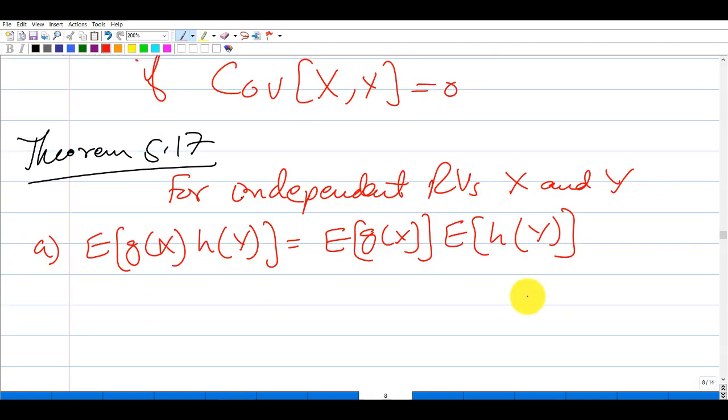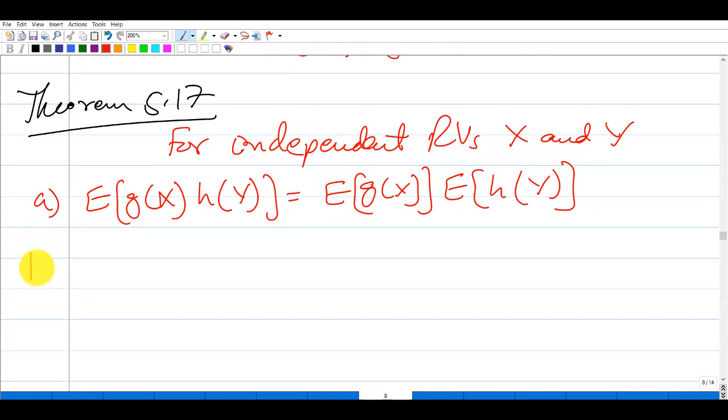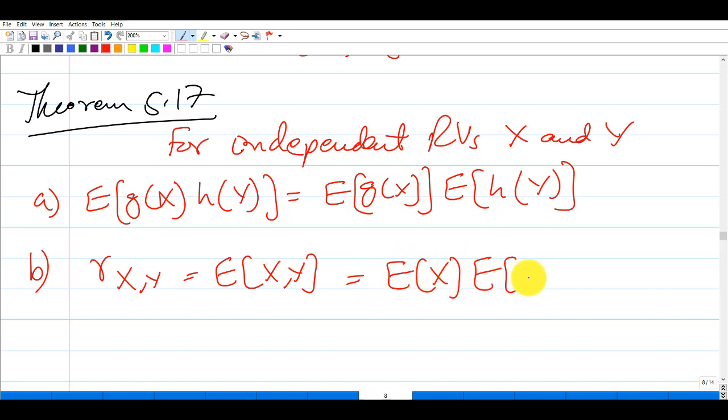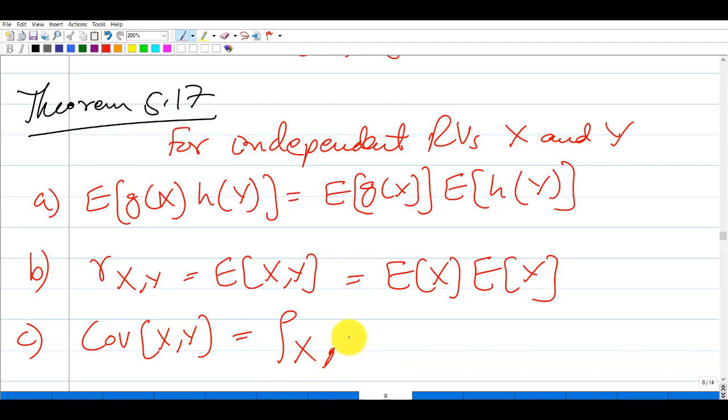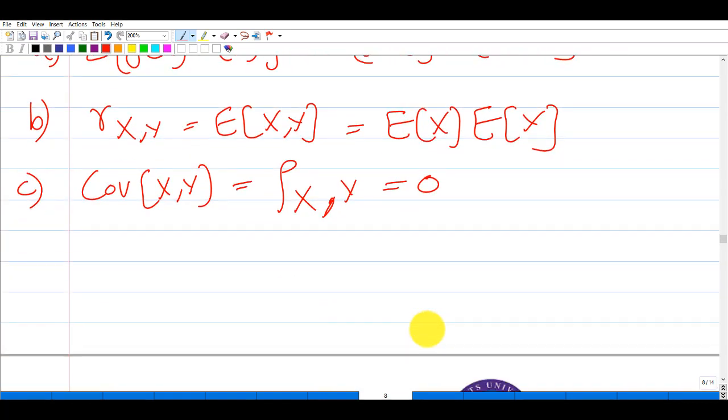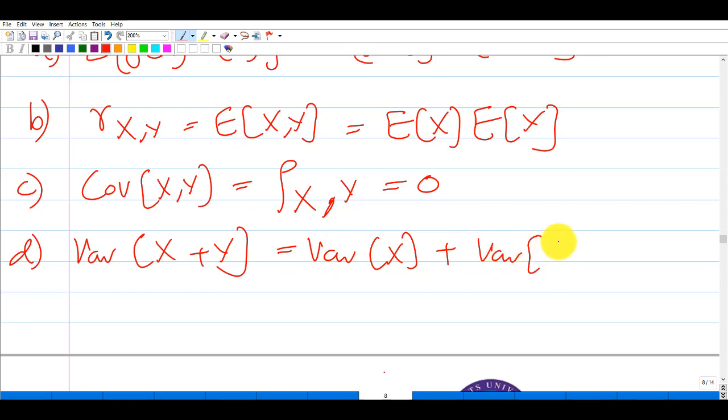So similarly, if X and Y are independent, then their correlation will be simply equal to the expected value of X into the expected value of Y. Similarly, for two independent random variables, the covariance and the correlation coefficient would be 0, and the variance of the sum of two random variables will be simply the variance of X plus the variance of Y, since the covariance term, 2 COV, is already 0.